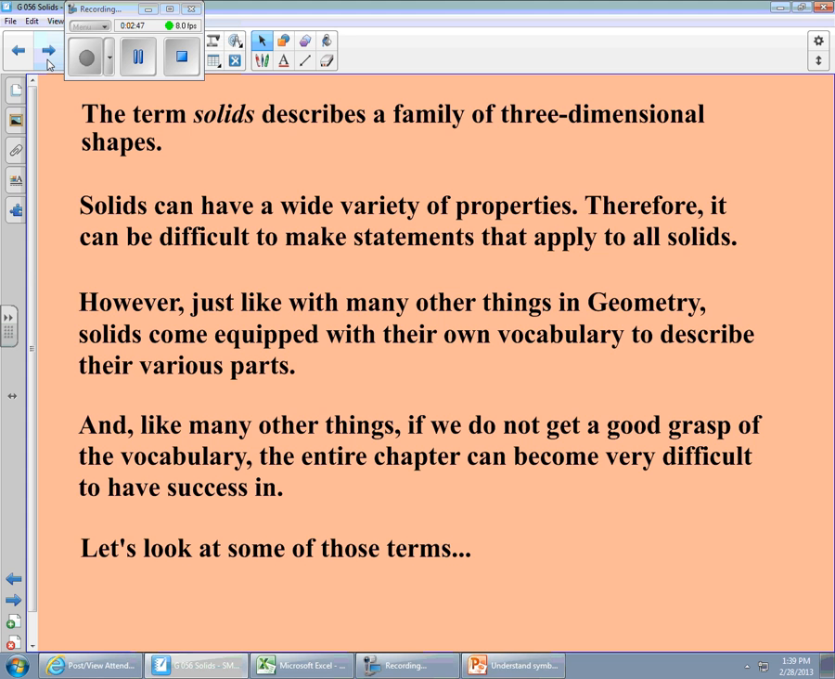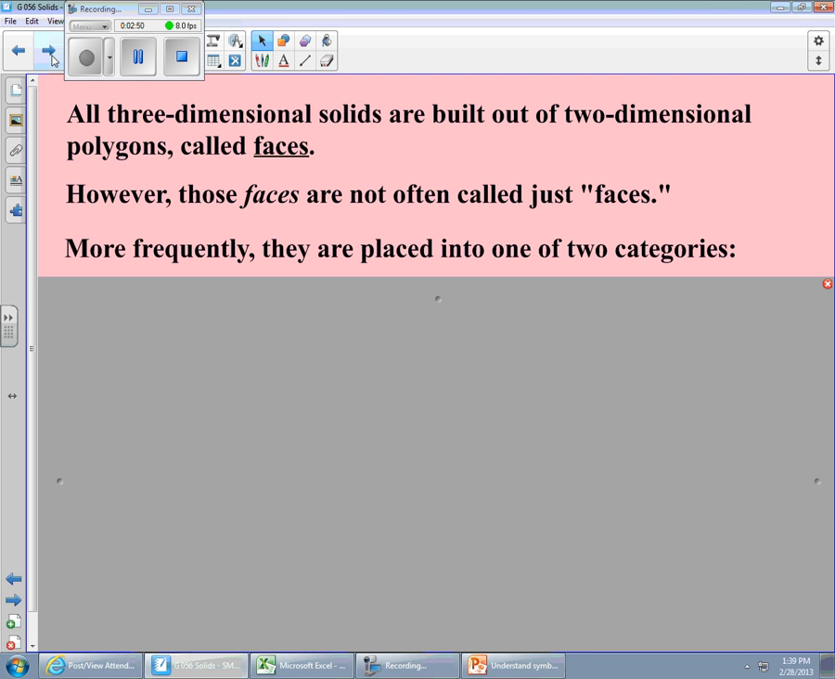And let's take a look at some of this stuff. Some of these terms you're going to be familiar with. Some of them you're not going to be familiar with. Some of them are going to be old terms that we're going to find yet another new definition for. All three-dimensional solids are built out of two-dimensional polygons, which are called the faces of the solid. This is why we wait for the three-dimensional stuff until after all of the two-dimensional stuff is done, because that two-dimensional stuff ends up building our three-dimensional solids.